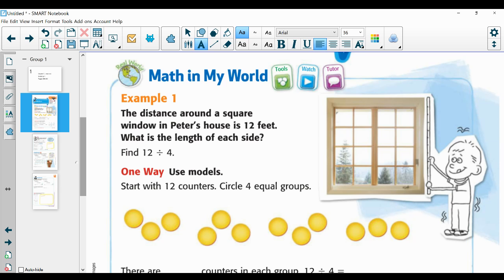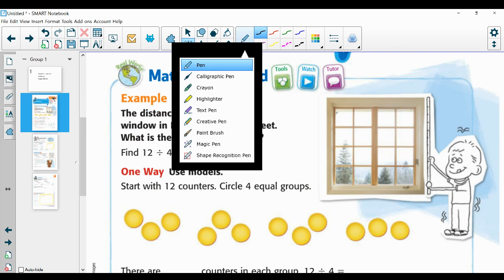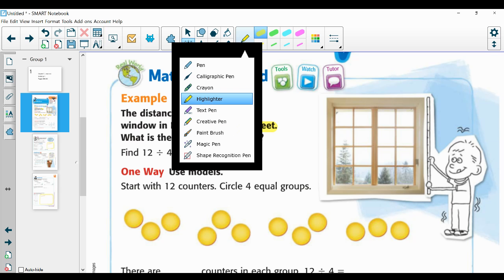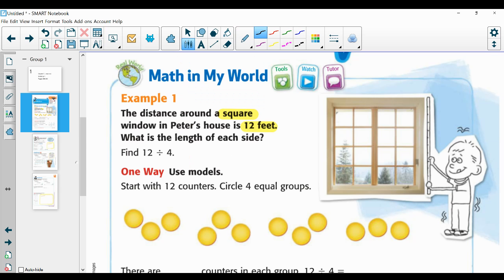Now there's a number hidden in here. Let me use my highlighter. Okay, I know that I have 12 feet here. Then I have a hidden number. Because the distance around a square, I know that that is going to be 4 equal sides. So I'm going to write a 4 up here so I remember that that number is there. And I'm going to keep in my brain that they're equal sides. So I need to know the length of each side. So I know that I need to find 12 divided by 4.